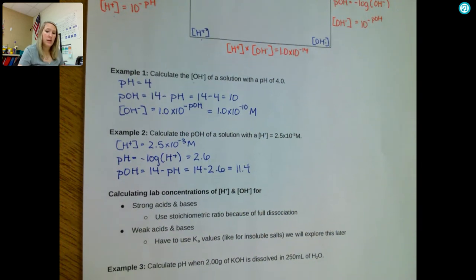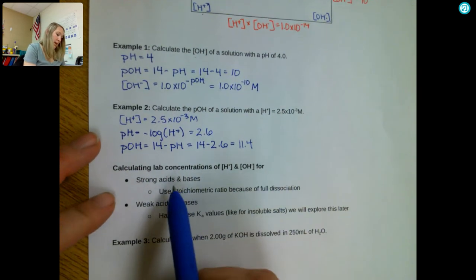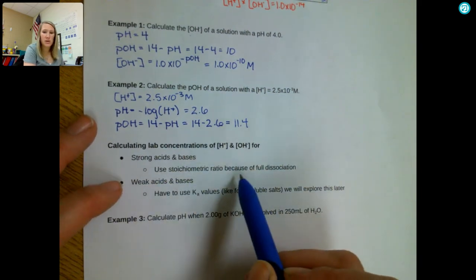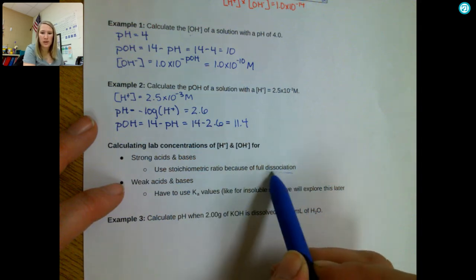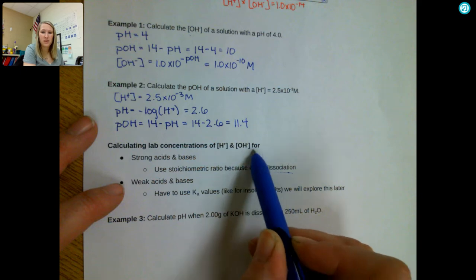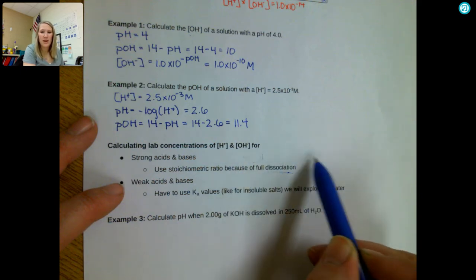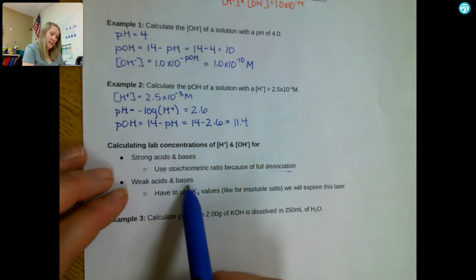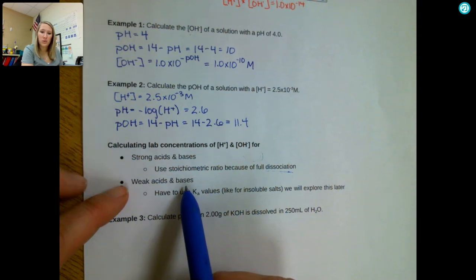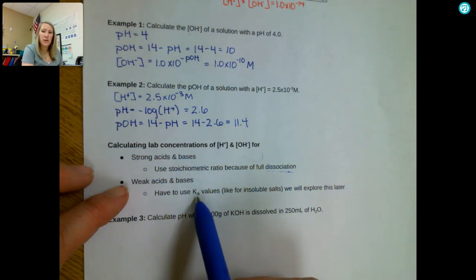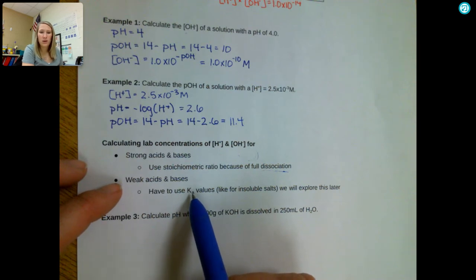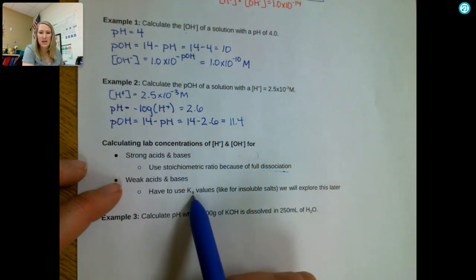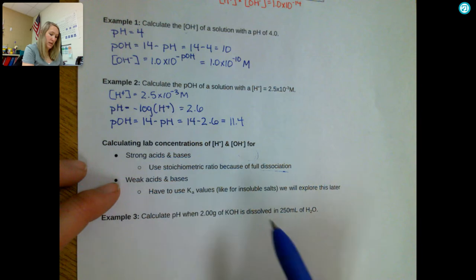We can also look at solutions of strong acids and bases and weak acids and bases and determine their pH. If I have a strong acid or base, I can just use the stoichiometric ratio because it's fully dissociated. So I know however much my concentration is of my solid, that is going to be the same as my concentration of my ions if they're in a 1-to-1 ratio. Otherwise, I'll use stoichiometry to figure out what their ratio is. Weak acids and bases do not fully dissolve in our solutions. They don't fully dissociate. So just like before in our equilibrium unit, we used Keq values or Ksp values for our insoluble salts, we're going to have to do that again, except we're going to have Ka values and Kb values for acids and for bases.